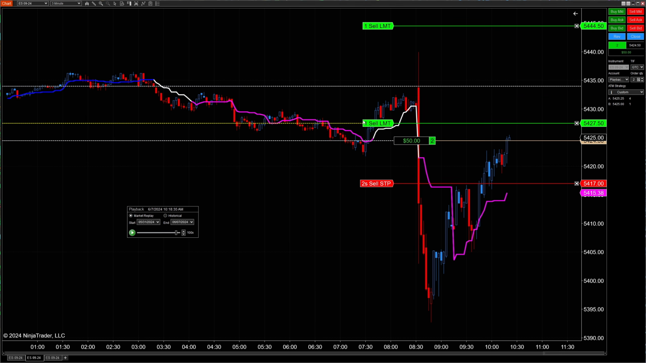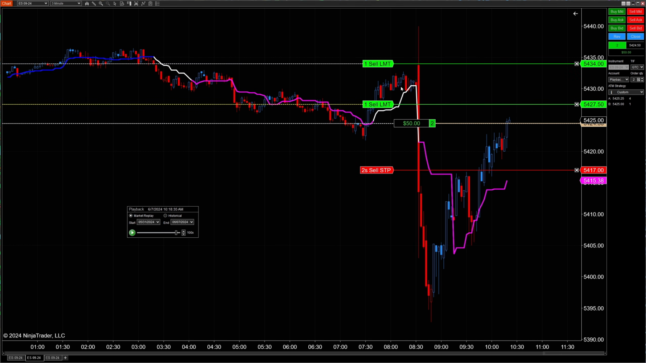I'm going to move the target one down towards the point of control, target number two right towards value area high, and then we can just go ahead and hit play, and let's see how everything works out.